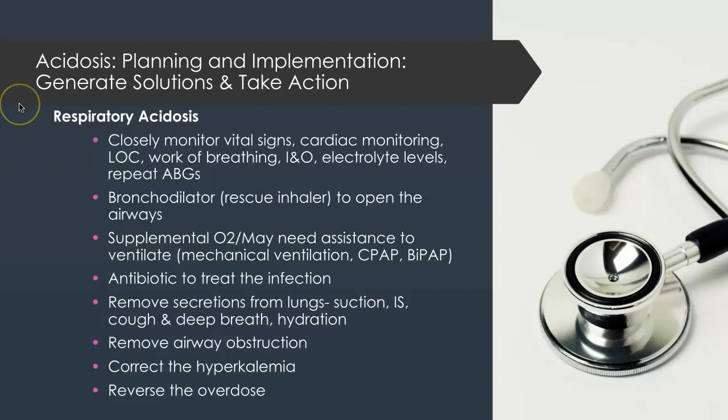If somebody with respiratory acidosis maybe has pneumonia, we're going to give antibiotics to treat that infection. If they have a lot of secretions, we may need to suction them, have them use their incentive spirometer and cough and deep breathe, possibly hydration to get rid of some of that mucus if they have really thick, tenacious secretions. If they have an airway obstruction, obviously we need to remove that. We're going to need to correct the hyperkalemia. And if they have an overdose, we're going to need to reverse the overdose.